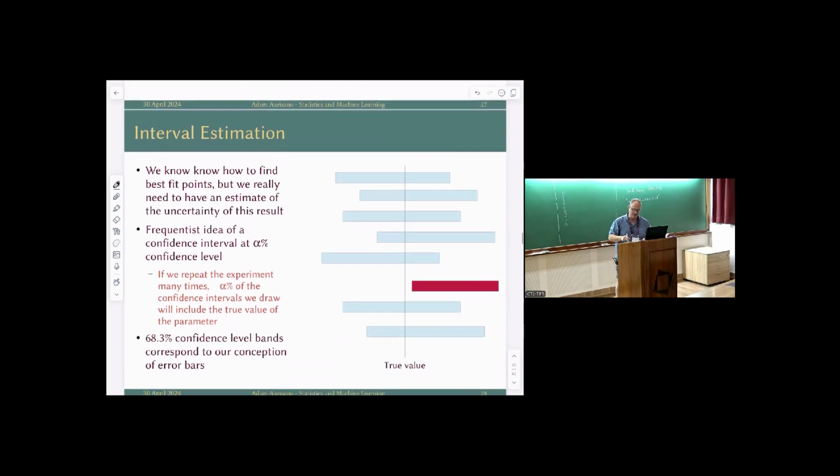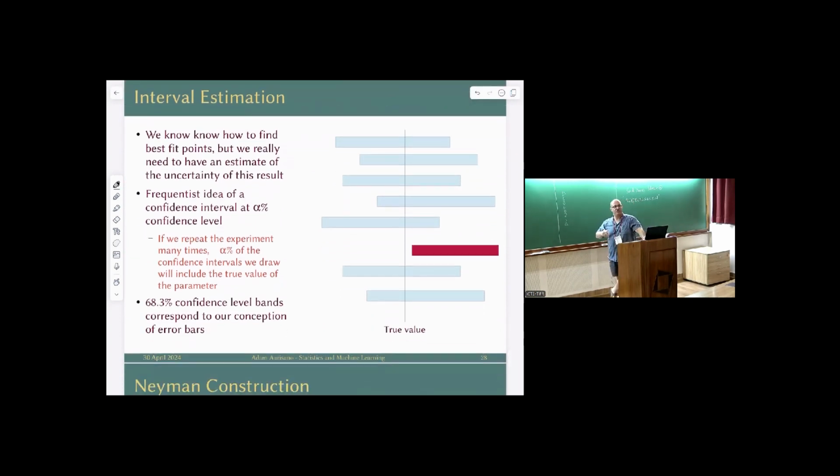Okay, just a little bit of interval estimation. So once you know what your best fit point is, that alone doesn't tell you really anything, right? An answer without uncertainties, again, doesn't mean anything. So you need to figure out some estimate of the uncertainty of the result.